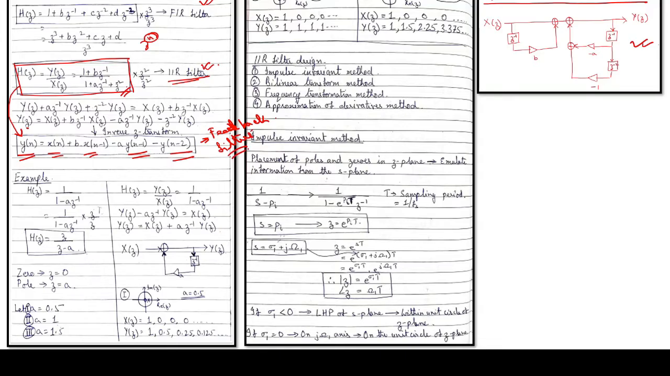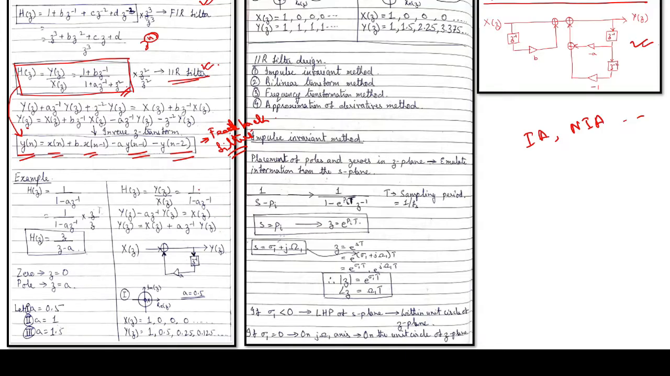For example, in your analog class, you must have designed inverting amplifiers, non-inverting amplifiers, and so on. Those are feedback filters or amplifiers. So these kinds of systems can be designed using the IIR filter methodology.